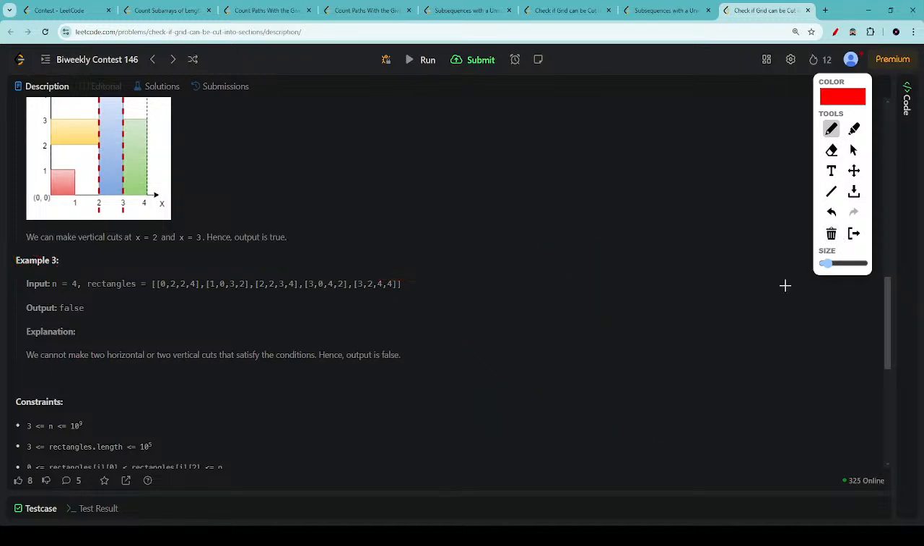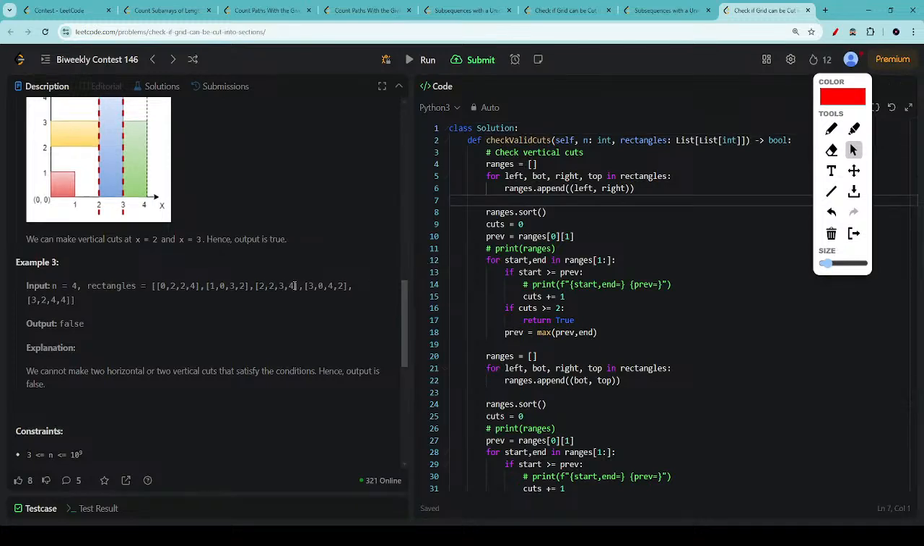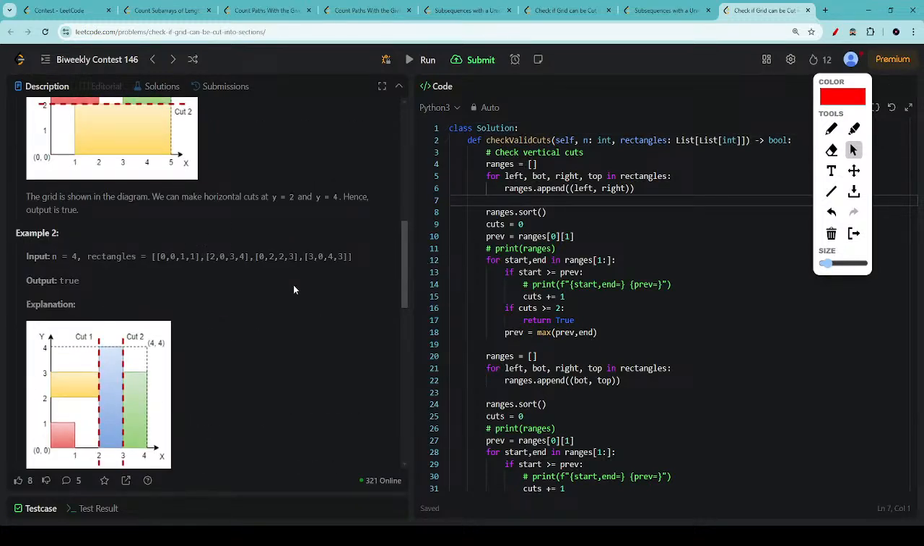Okay, so how do you do this? Well, if you think about it, you don't actually have to think of them as rectangles. You can think of them as ranges. And then instead of solving a two-dimensional problem, you solve two one-dimensional problems. So for instance, in this case, you can think of this as a range, this as a range, this as a range, this as a range. You have 4 ranges, and you want to see if these ranges can be broken up into 3 groups with the 2 cuts.